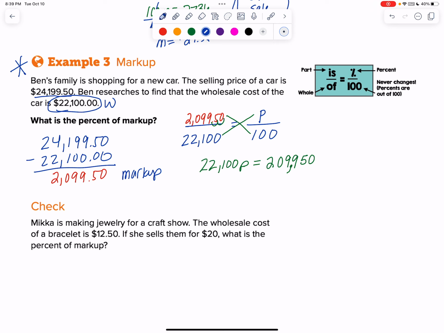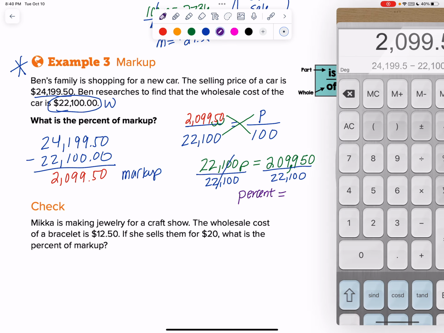All right, now I want to get P by itself. So right now I have P times 22,100. So I need to divide 22,100 to both sides. You can see it's still the same process. It just has different numbers now. This crosses out because it makes one whole P. So now P, what is P? Well, this is my percent, right? Okay, and so what is my percent? Okay, let's go ahead and do this division.